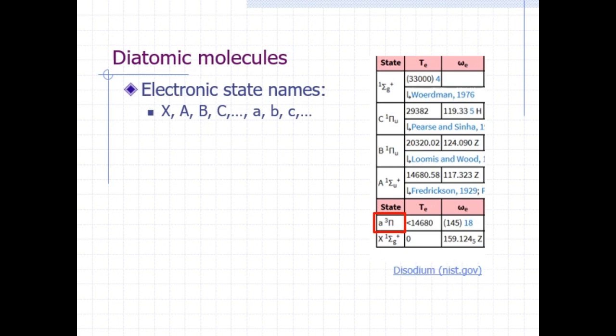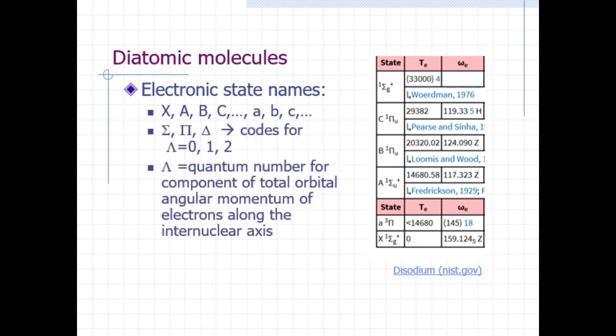Uppercase Greek letters sigma, pi, delta, and phi are codes for quantum number lambda, which gives us information about the component of the electronic orbital angular momentum along the internuclear axis. Sigma means lambda equals 0. Pi means lambda equals 1. Delta means lambda equals 2. The internuclear axis is taken as the z-axis, and the z component of the total electronic orbital angular momentum is either positive lambda h bar or negative lambda h bar.